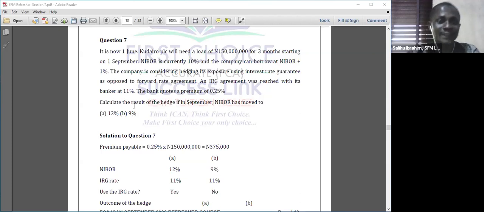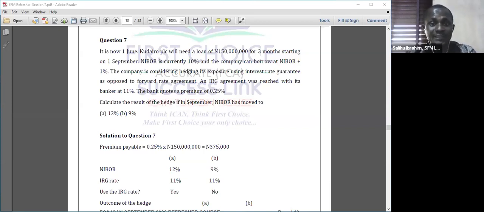Now let's take question 7. Question 7 says, calculate the result of the hedge if in September NIBOR has moved to 12%, that is A, and B 9%. It is now 1st June. Kuda Aero PSC needs a loan of 150 million for 3 months, starting on 1st September. NIBOR is currently 10%, and the company can borrow at NIBOR plus 1%.